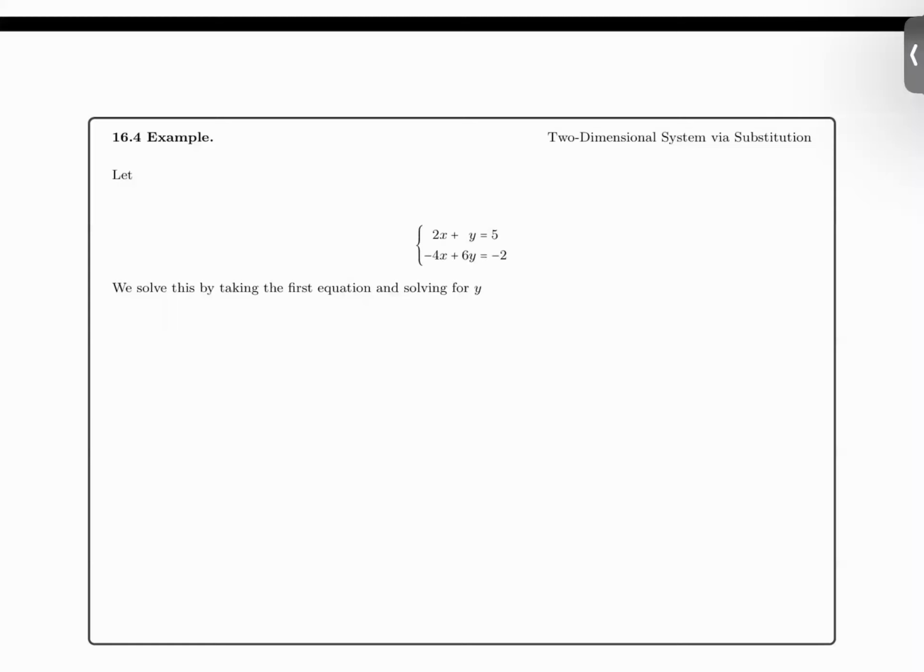Here we have a two-dimensional system, so two equations and two unknowns. We're looking for the point in two-dimensional space that satisfies both of these equations. So I'm looking for an x value and a y value that's going to satisfy both of these relationships. And we're going to solve this with the substitution method first.